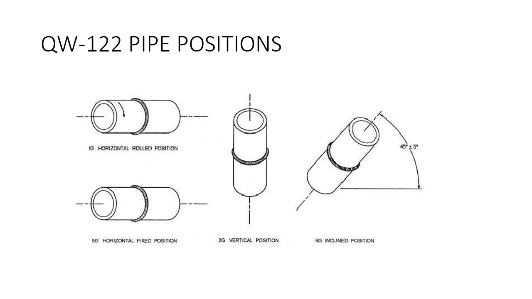In the lower left-hand corner, we've got 5G, which is horizontal fixed position. And then if the pipe's at a 45-degree angle, plus or minus 5 degrees, that's 6G. That's the most difficult pipe position to weld in.